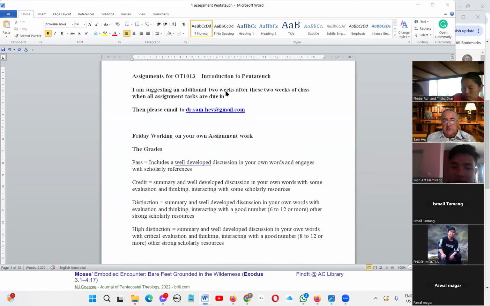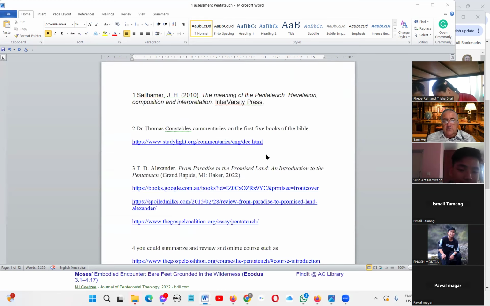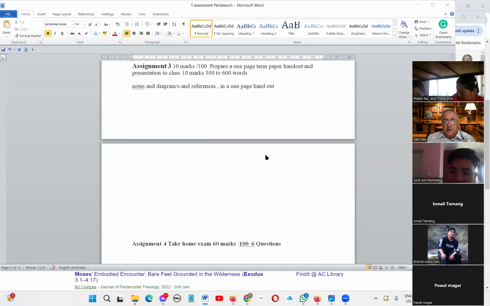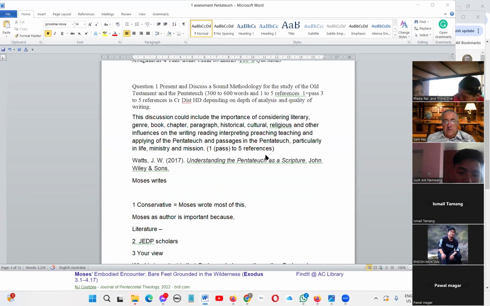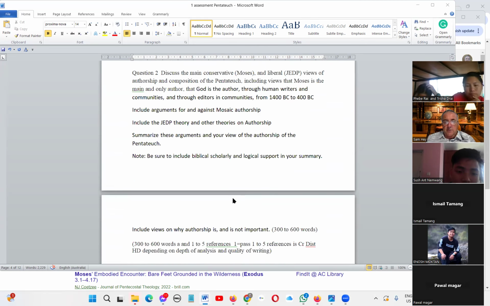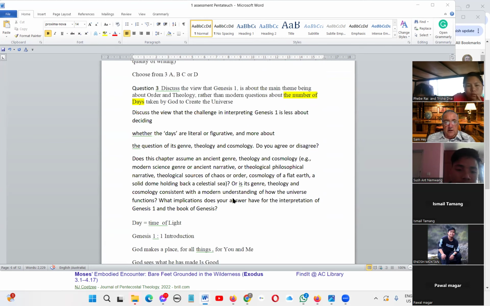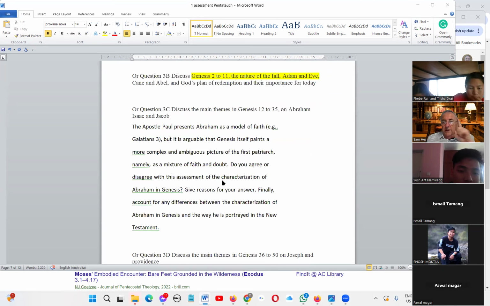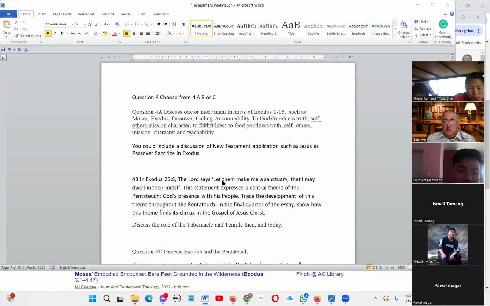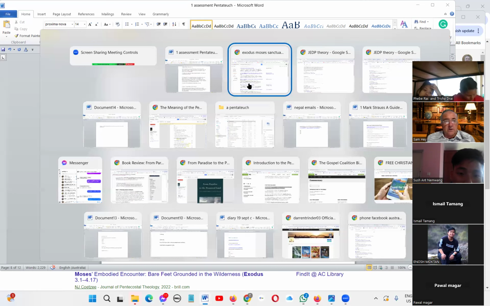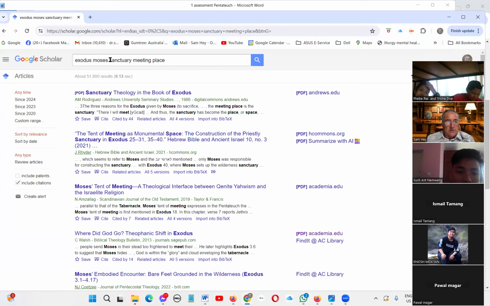So the first task was 2 books, the next task was those journal articles, and then we come to the exam. For the exam, you do 1 on methodology, and then 1 on JEDP and Moses, and then question 3, you do 1 on Genesis, question 4, just 1 on Exodus. So you just choose one theme in Exodus, which could be Passover. And you could go to Google Scholar and look at Passover.